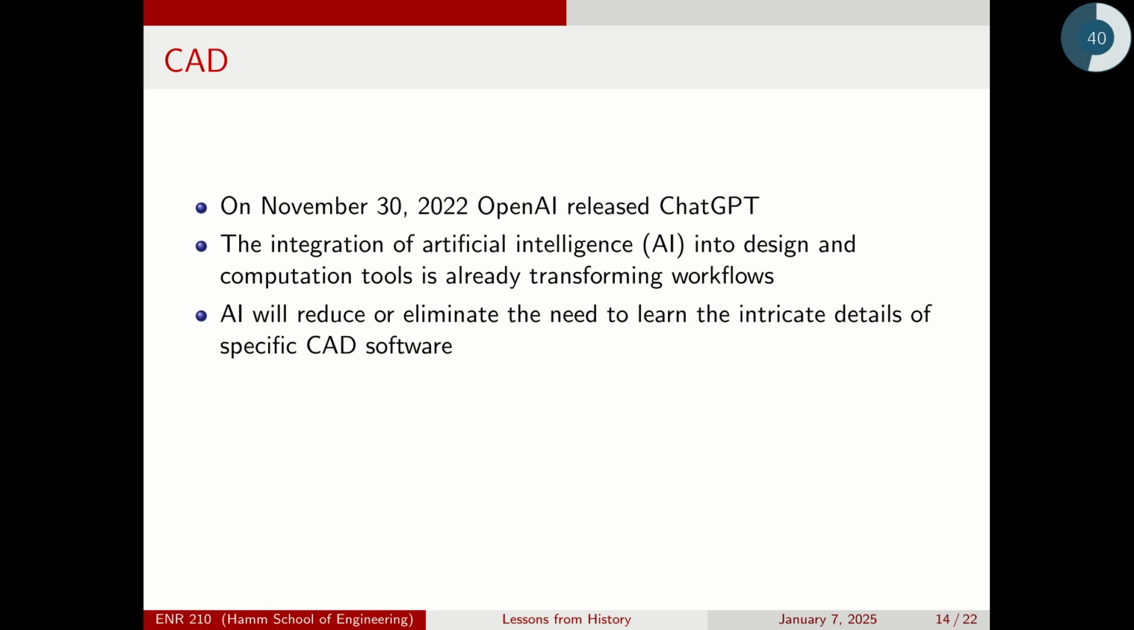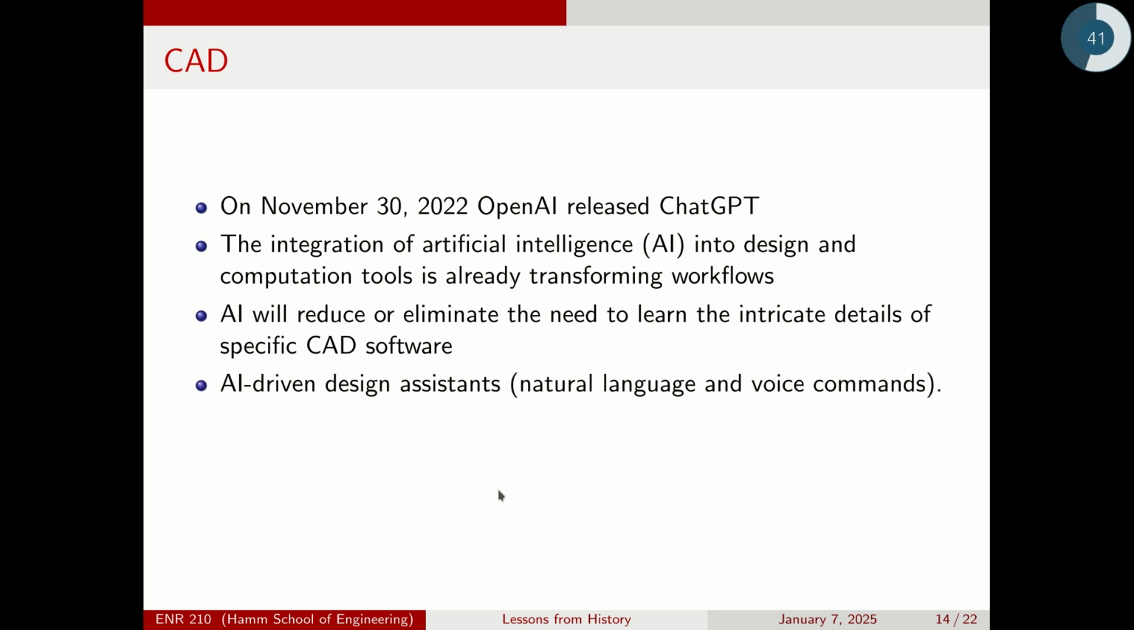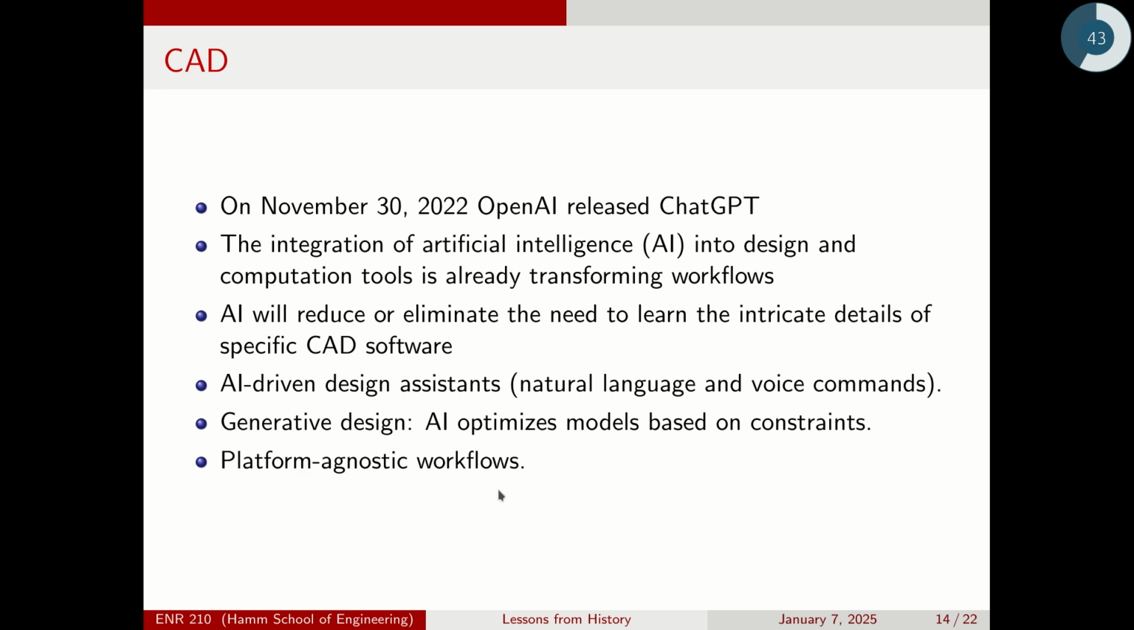AI being in the mix now is going to change things as well. AI will reduce or eliminate the need to learn the details of specific CAD software, because you're going to be able to tell the CAD what to do. You'll say, make this thing for me, give certain specifications, and it will be produced. So you're not going to need to know how to do that anymore. AI-driven design assistance will optimize the models based on constraints.